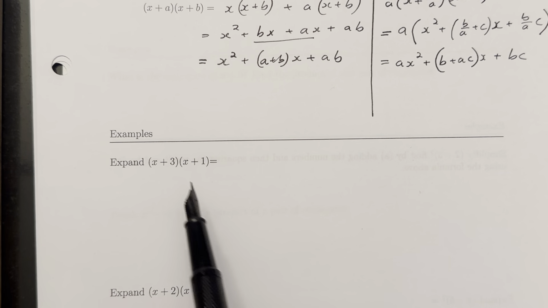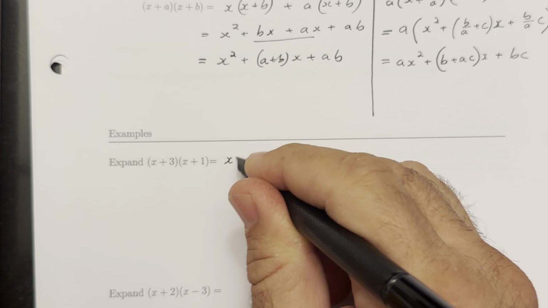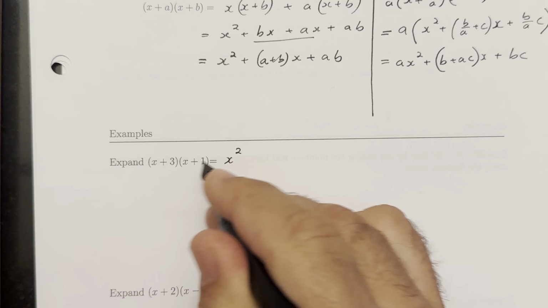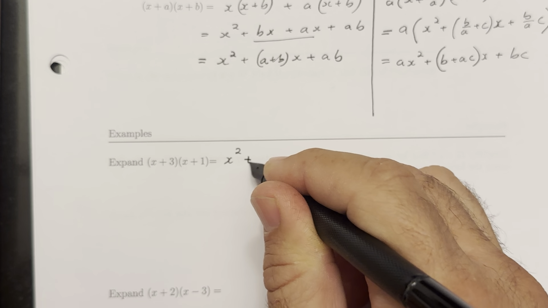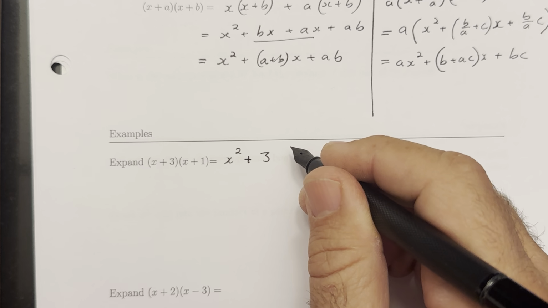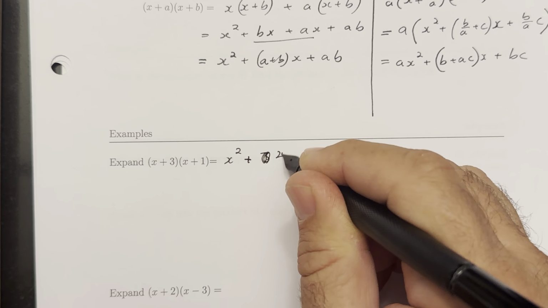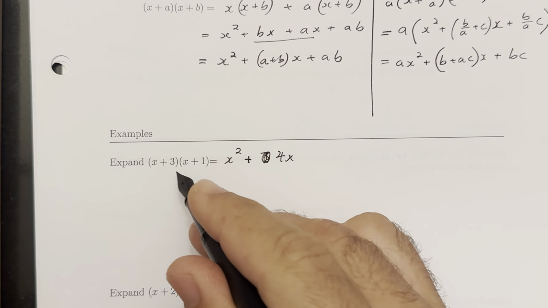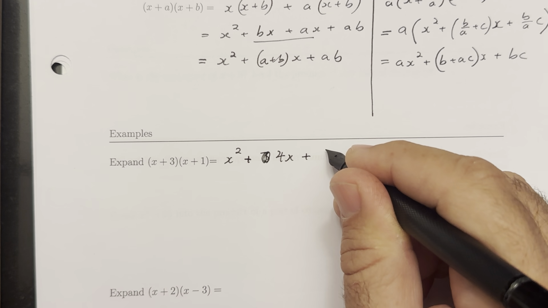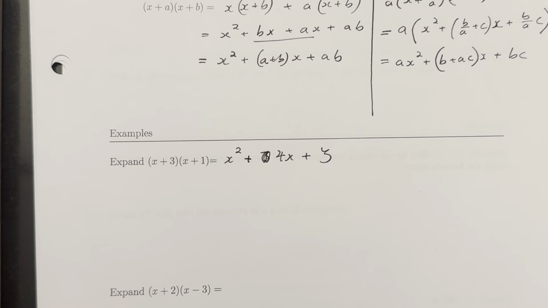First, we want to expand x plus 3 times x plus 1. And so x times x, of course, that is x squared. Remember, we add these two together, so that gets us 3x. I'm sorry, not 3, 4x. And then 3 times 1, that is, of course, 3. And there it is. Just that simple using the formula.